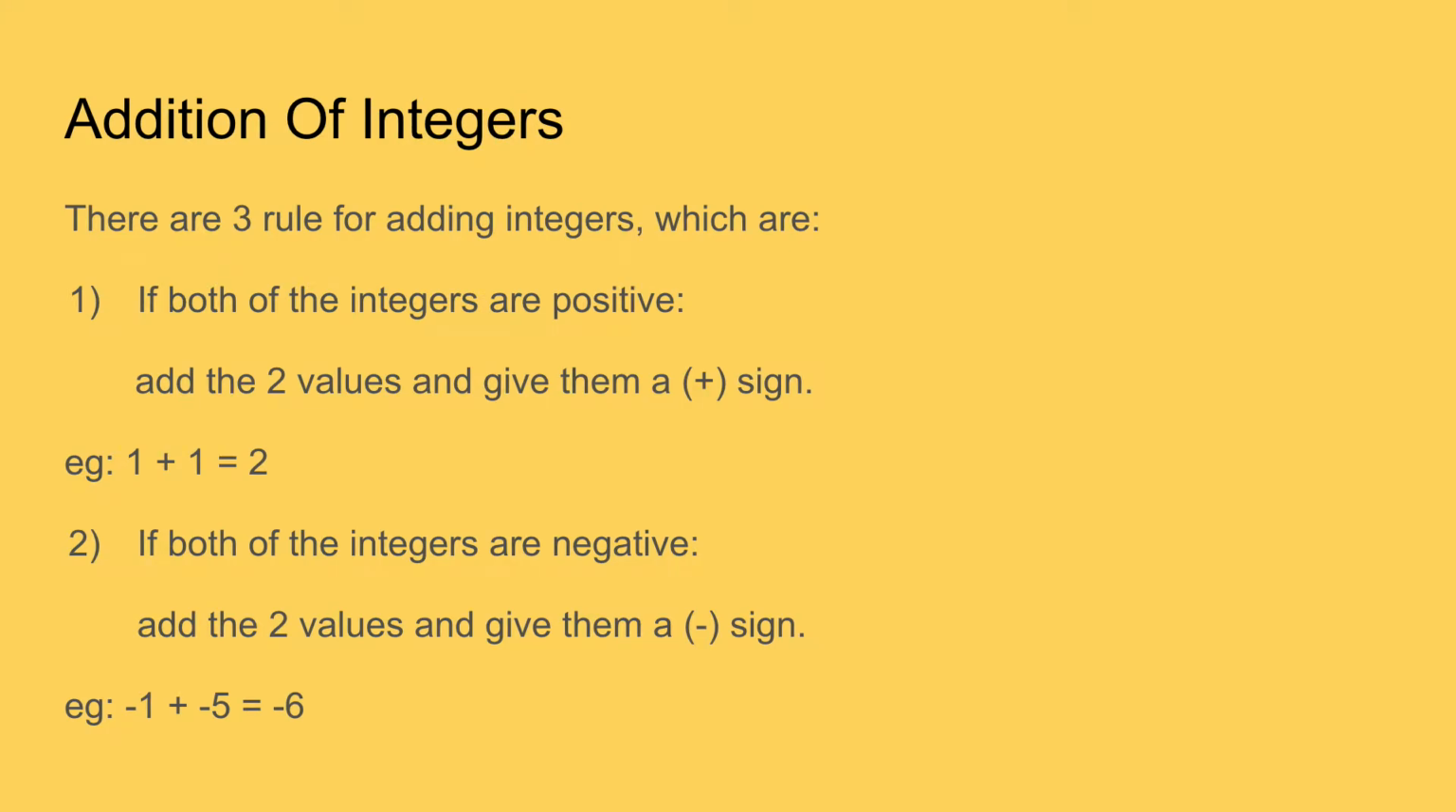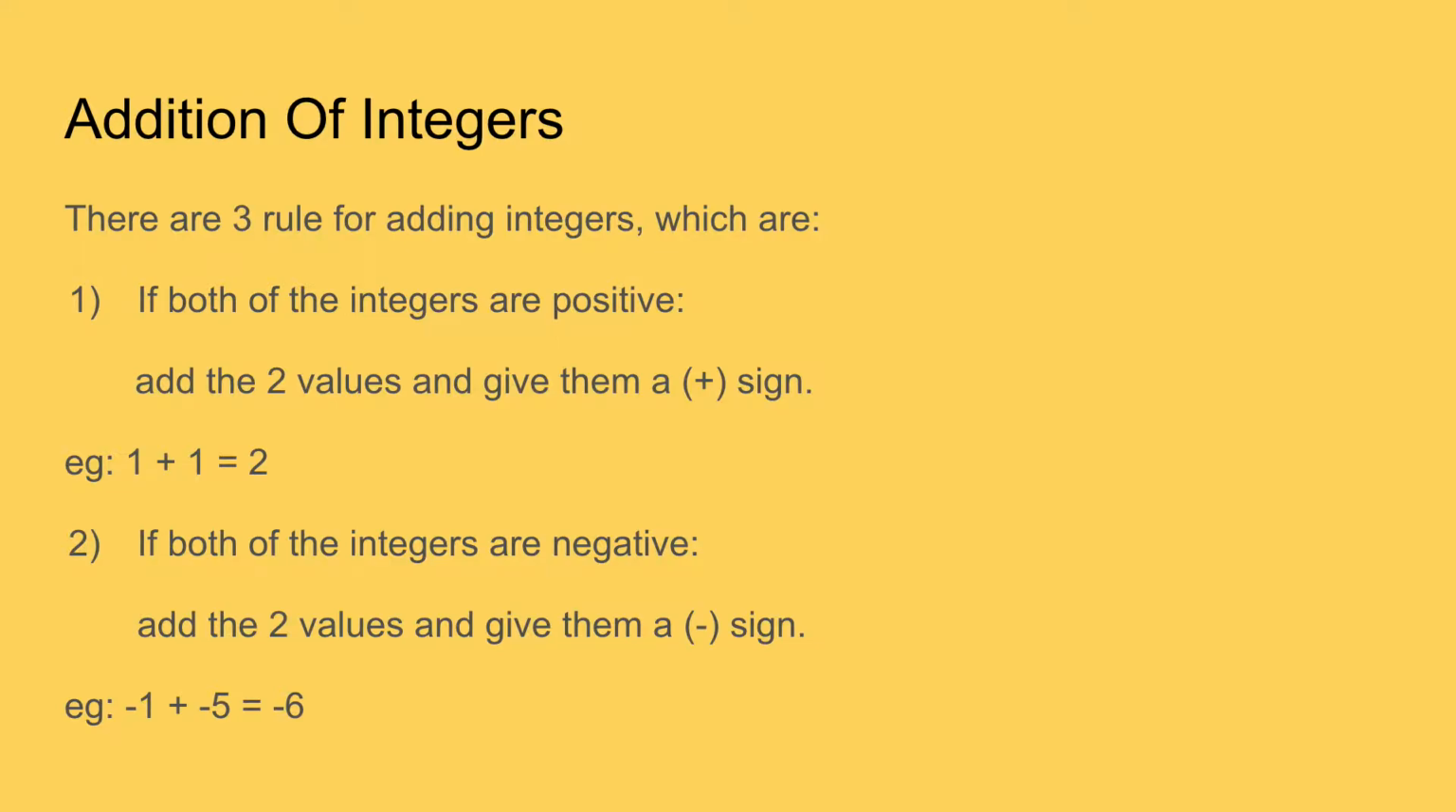1. If both of the integers are positive, we have to add the two values and give the sum a positive sign. Like if we want to add 1 and 1, as both of them are positive integers, we have to give the sum, which is 2, also a positive sign.